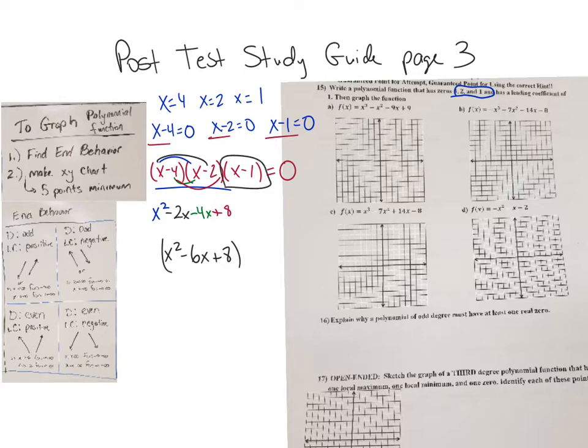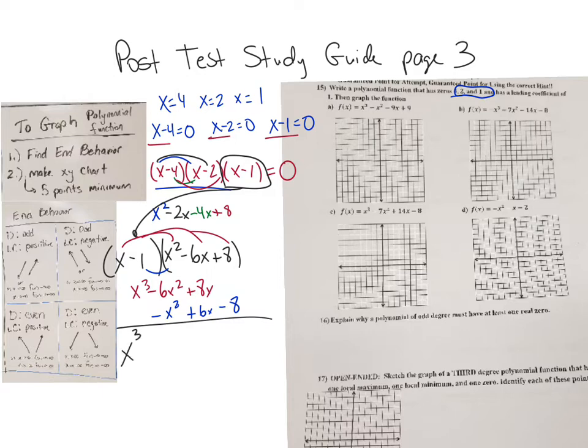Now this parentheses, you can put it at the beginning or the end. I like to put mine at the beginning. And now I'm going to do the distributive property twice again. So x is going to go to all three. It's going to give me x cubed minus 6x squared plus 8x. Then negative 1 is going to go to all three: minus x squared plus 6x minus 8. Right. Now I'm going to combine my like terms, and this is going to be my final equation: x cubed minus 7x squared plus 14x minus 8.